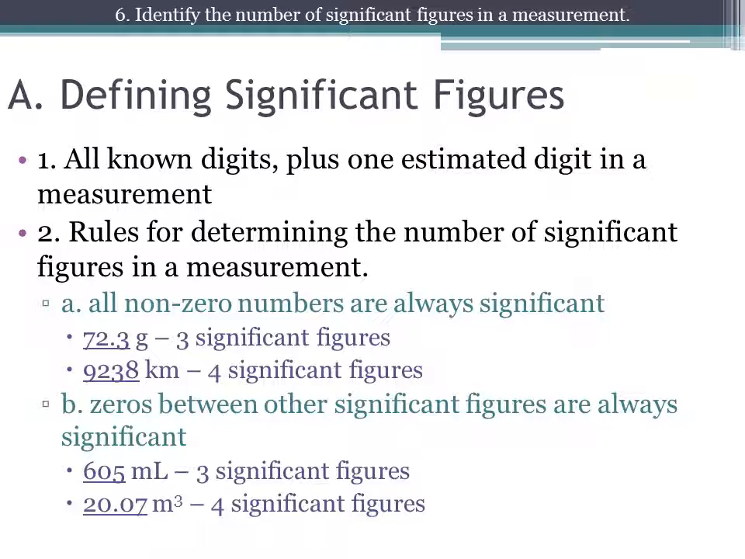Even if you have two zeros together like we have here, 20.07 meters cubed, we know the 2 and the 7 are significant. That makes the two zeros in the middle significant. Here there are four sig figs.